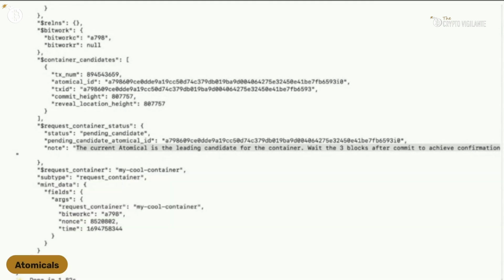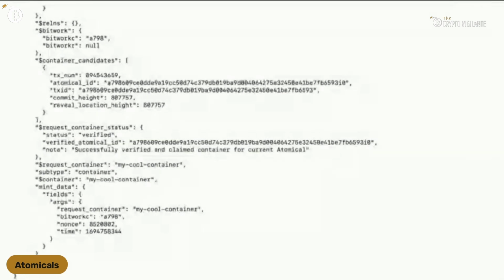And so that's why we must wait 3 blocks for the commit, because someone could have minted the same name within that window, and we're just waiting for them to reveal it before us. If no one reveals in that window, then this pending candidate becomes the verified container, and it permanently belongs to the minter. Oh, and here is what it looks like. After 3, it says status verified. And then you see this $ container appears now at the top level atomical to indicate that it's a container and it's been granted that name.